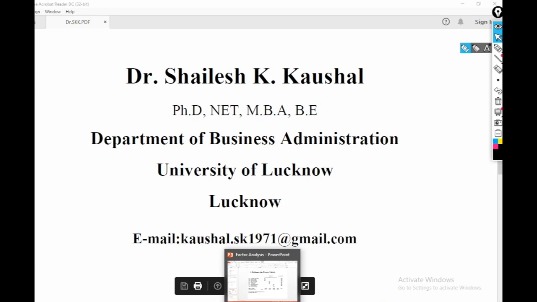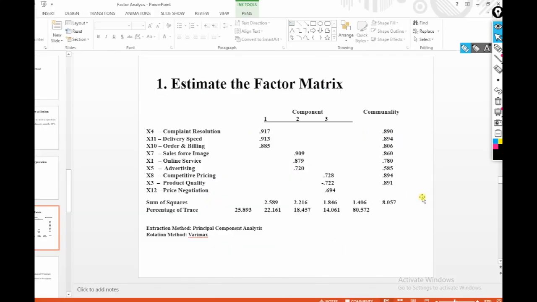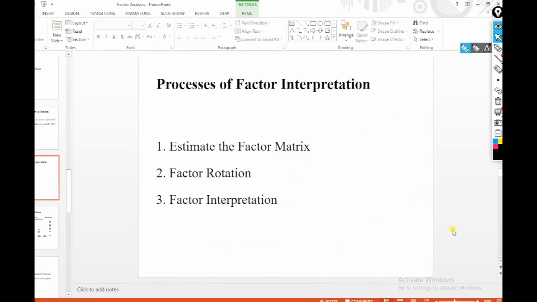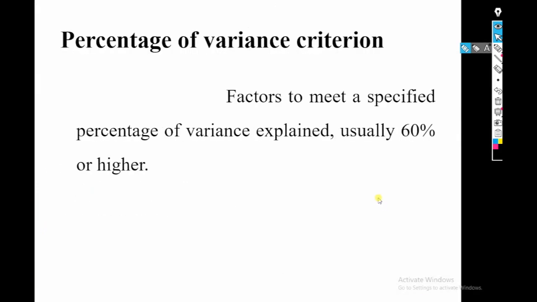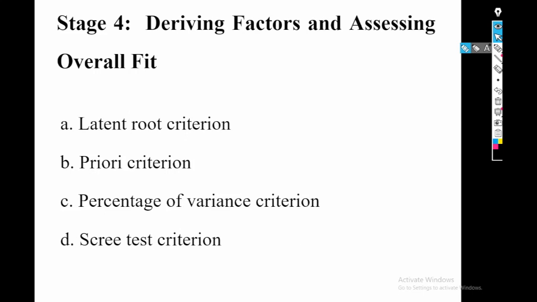So I am going to explain exploratory factor analysis. In a previous lecture, I discussed how many factors we should retain in our study. There are three criteria: latent root criteria, a priori criteria, and percentage of variance.